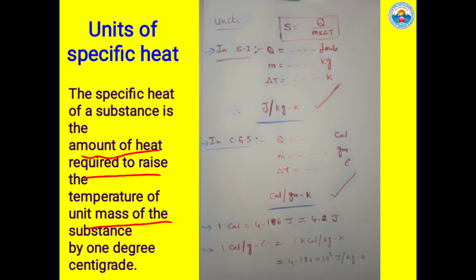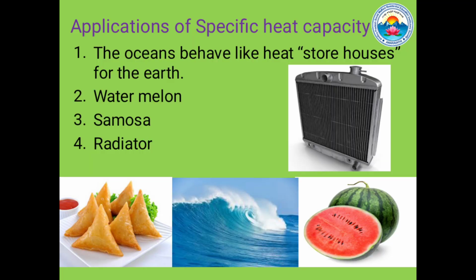Okay, next, 1 calorie per gram degree Celsius is equal to 1 kilocalorie per kg Kelvin. That is equal to 4.186 into 1 calorie. Kilo means 10 cube, 1000. 4.186 into 10 cube joule per kg Kelvin. Okay, specific heat and units is over.